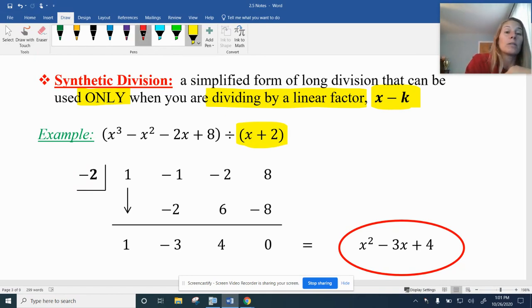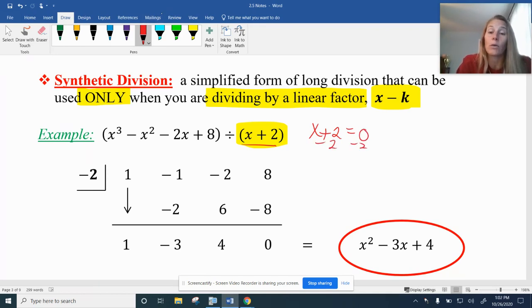Now the only catch is when you're using this substitution grid, we did that synthetic substitution, you have to realize that they're giving you the factor here, not what x equals. So you're going to have to account for that. And basically, you're just using zero product property to solve for that x value.